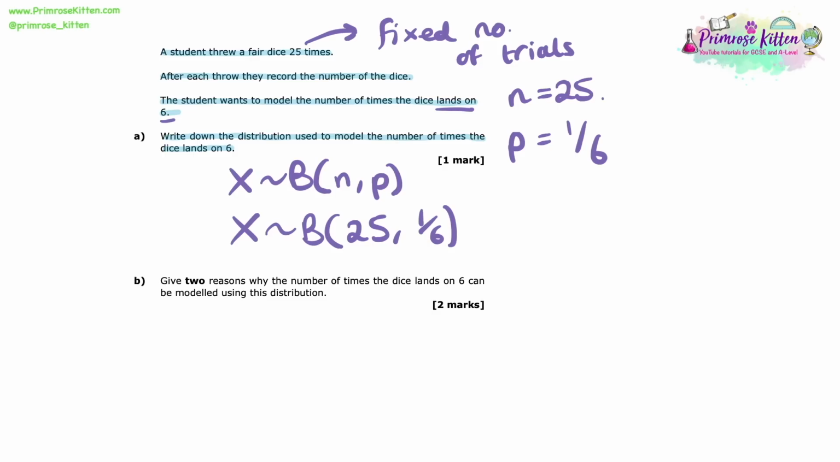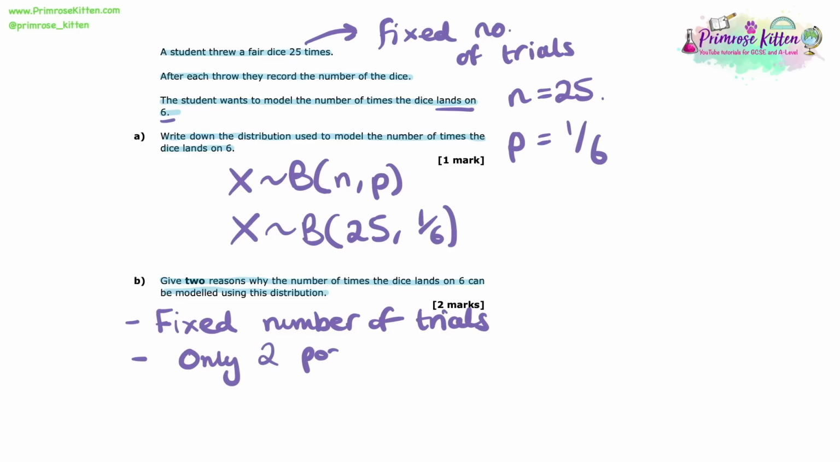Now we're asked to give 2 reasons why the number of times the dice lands on 6 can be modelled using this distribution. And this is a very common question. It's one that we just need to learn the facts of, and then we get some easy marks. So this is perfect for a flashcard. I'm going to tell you 4 things you could say, and any 2 of those would get you your 2 marks. So one of them is that we have this fixed number of trials, just 25 trials.